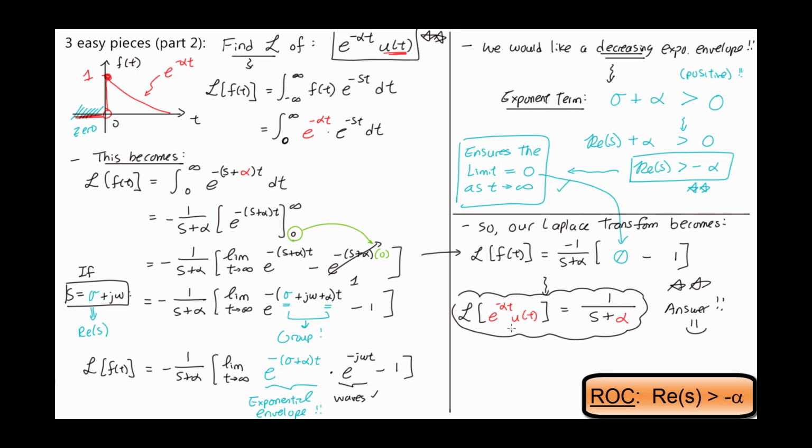Alright. So we should include the ROC in our discussion. And moreover, we see that an exponential time decay in the time domain corresponds to an s shift in the s domain.